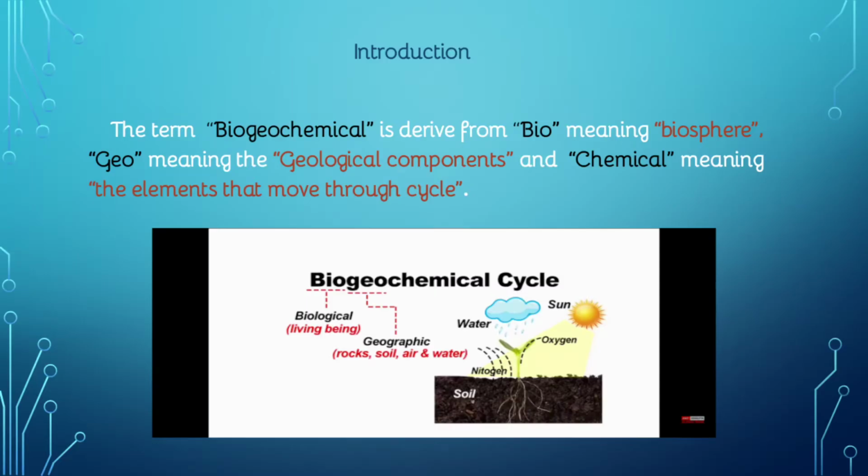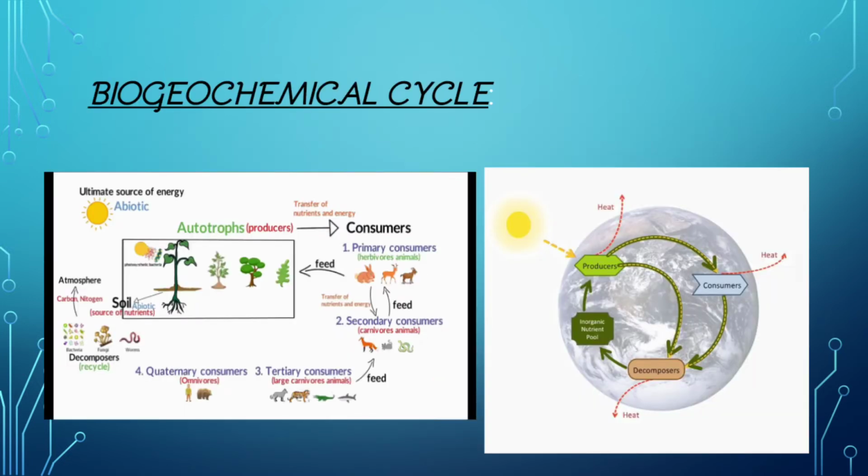The term biogeochemical is derived from bio meaning biosphere, geo meaning geological components like rocks, soil, air and water, and chemical meaning the elements that move through the cycle. Matter on earth is conserved and present in the form of atoms. Since matter can neither be created nor destroyed, it is recycled in the earth system in various forms.